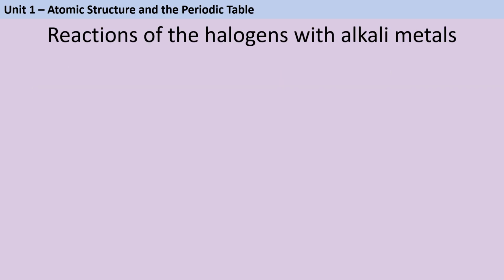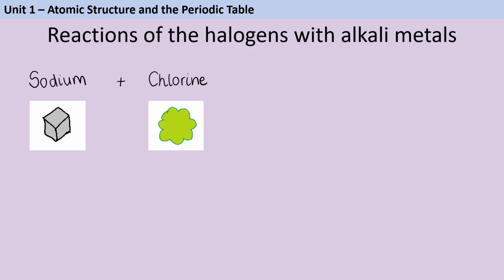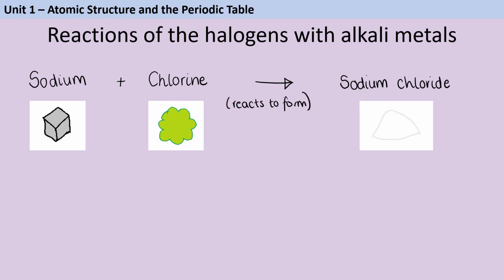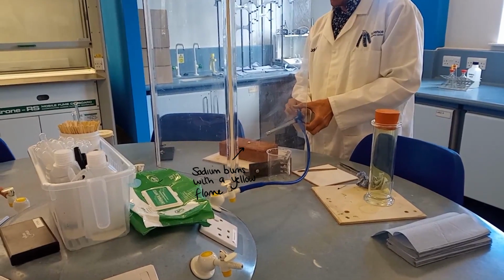The halogens also react with metals in quite a spectacular way. We can see this if we observe the reaction of chlorine with sodium. Sodium is a soft, silvery grey metal, and chlorine is a smelly, poisonous green gas. When they react together, they form sodium chloride, which you know is table salt. Let's look at this in action.